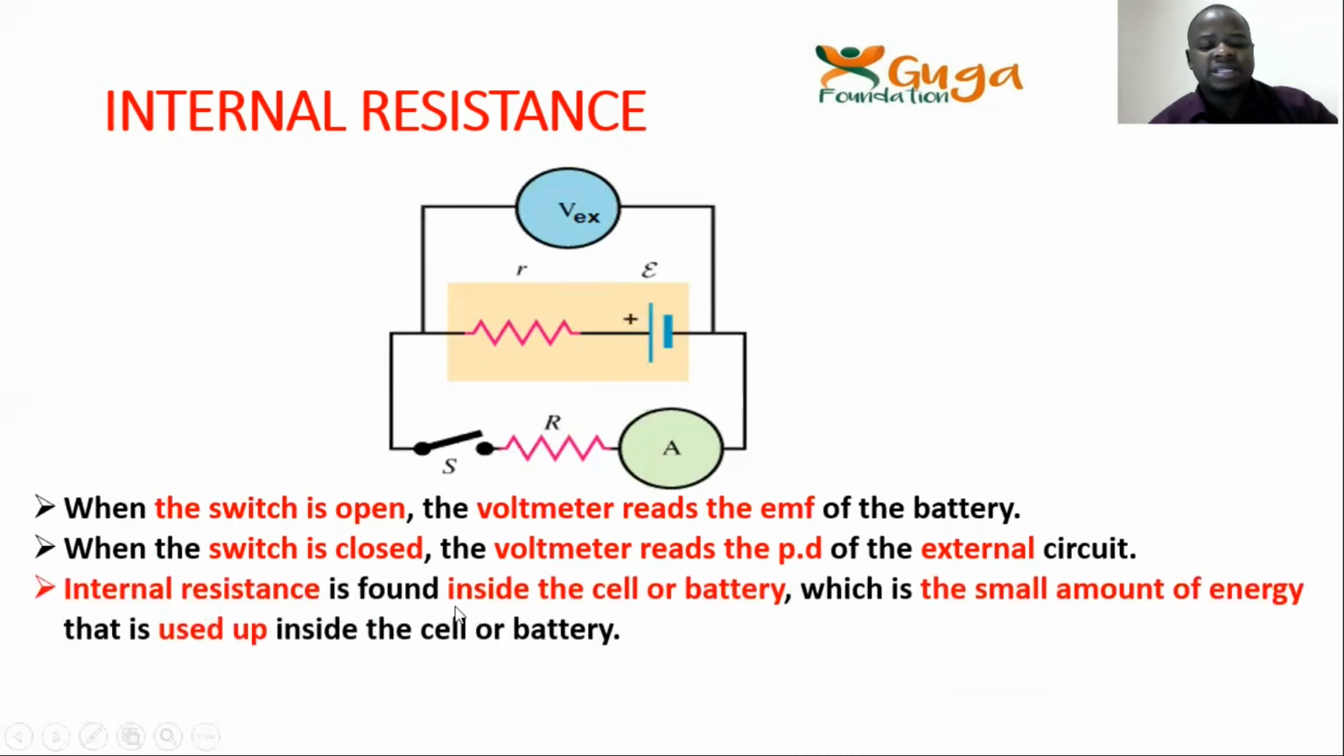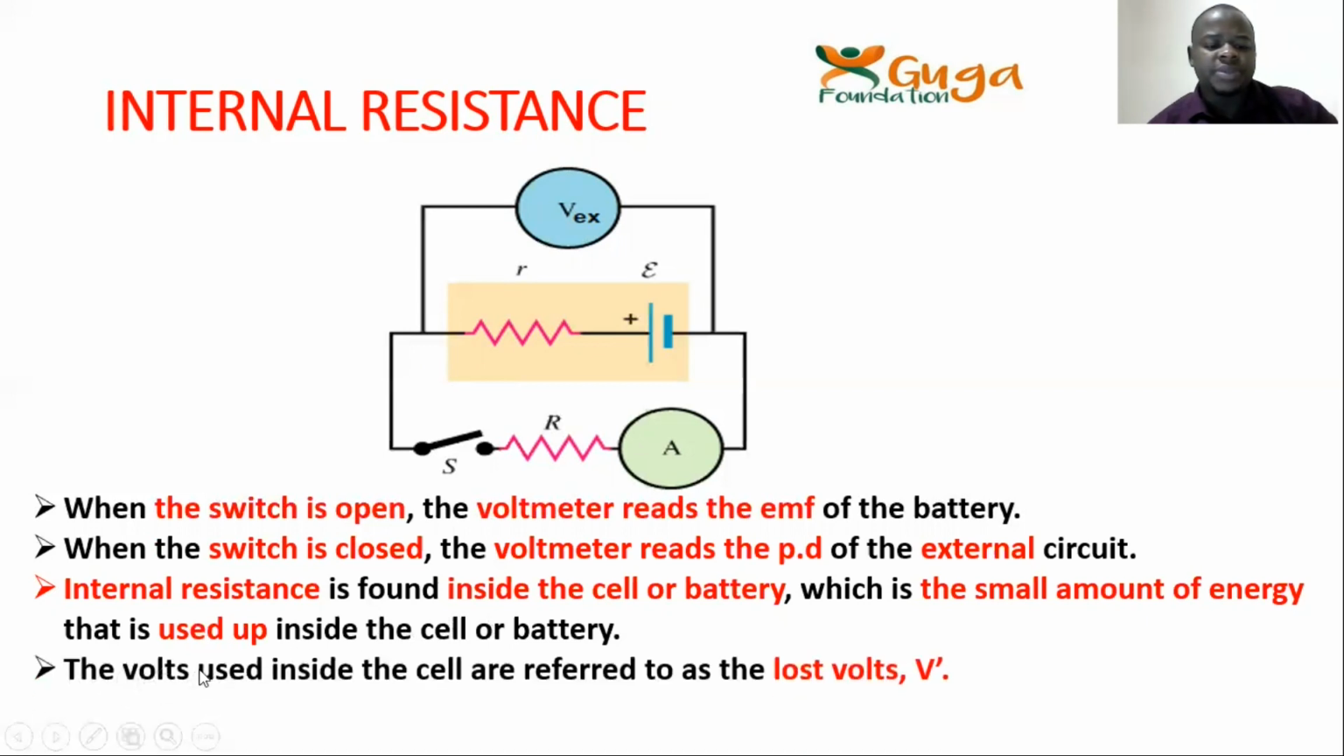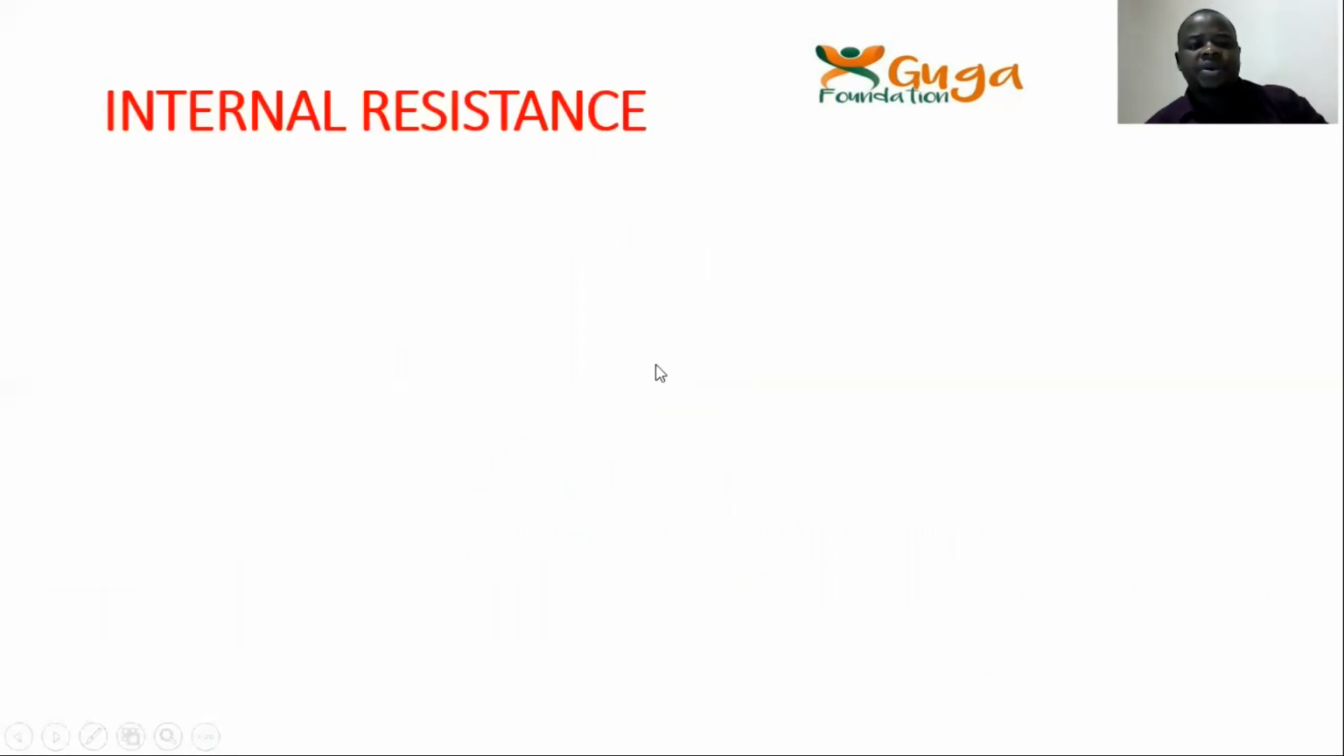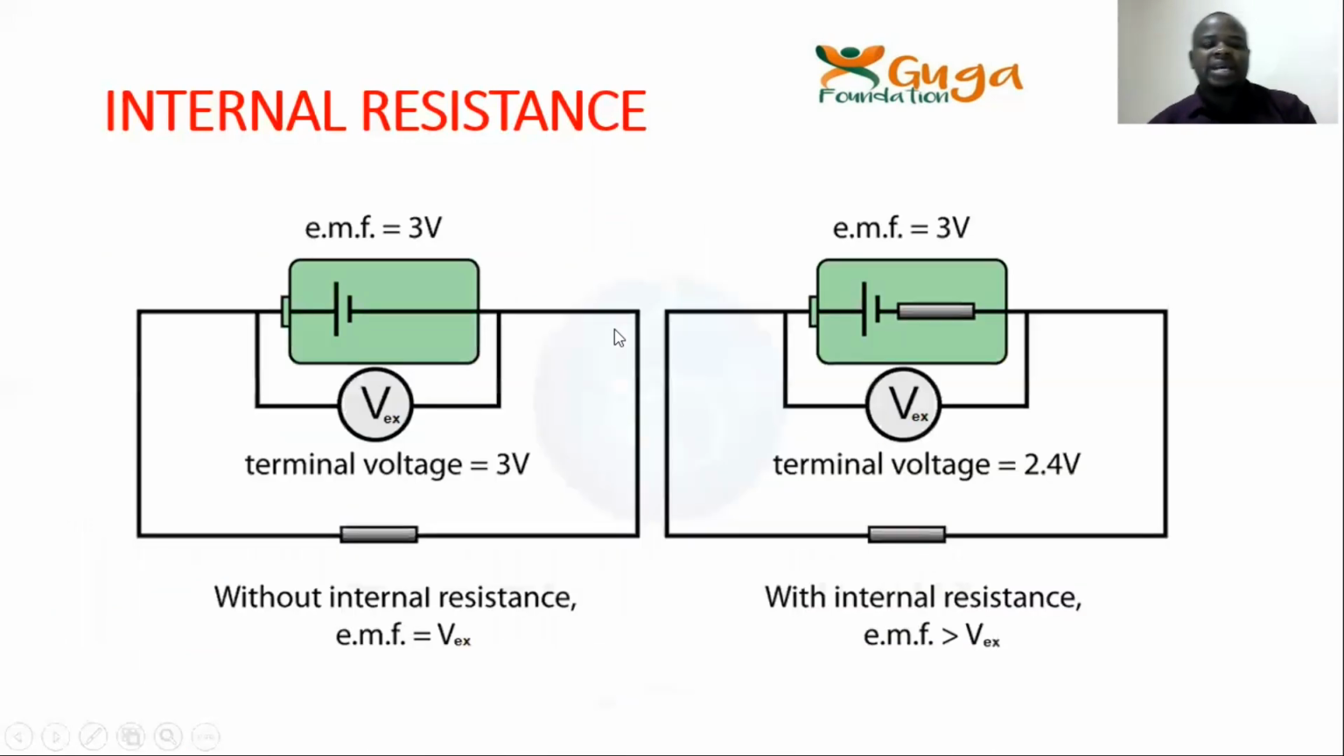Internal resistance is found inside the battery or cell. I've said that, which is the small amount of energy that is used up inside the battery or cell, or lost inside the battery or cell. Now, the volts used inside the cell are referred to as lost volts. Okay, now let's also look at the internal resistance.